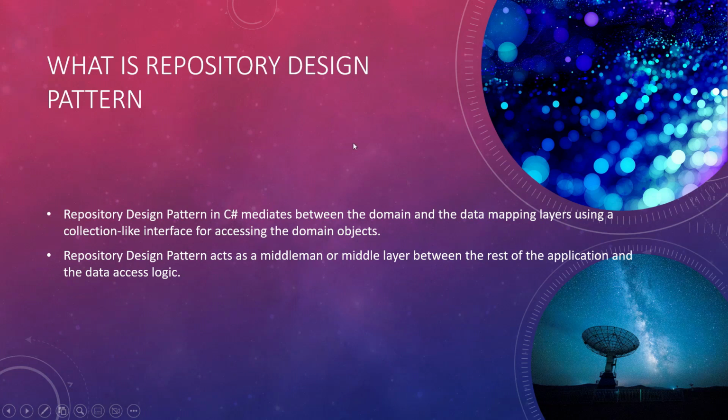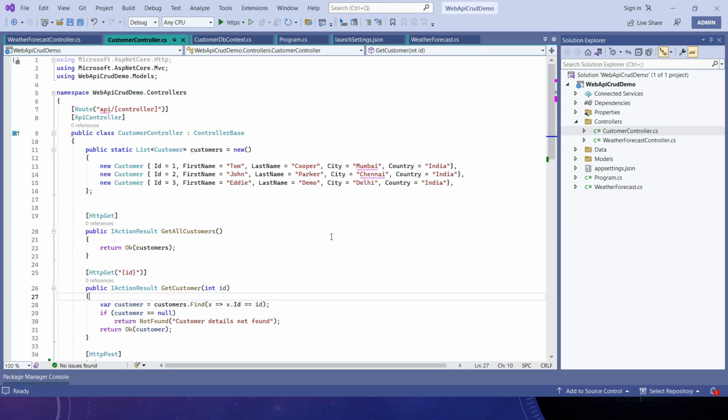Before going to the definition for repository design pattern, first we see why we need repository design pattern. We can see this with an example in the project which was created in Visual Studio. This is a customer web API project which we created as a part of a previous tutorial. So you can see this video in my channel, and also I will share those links in the description.